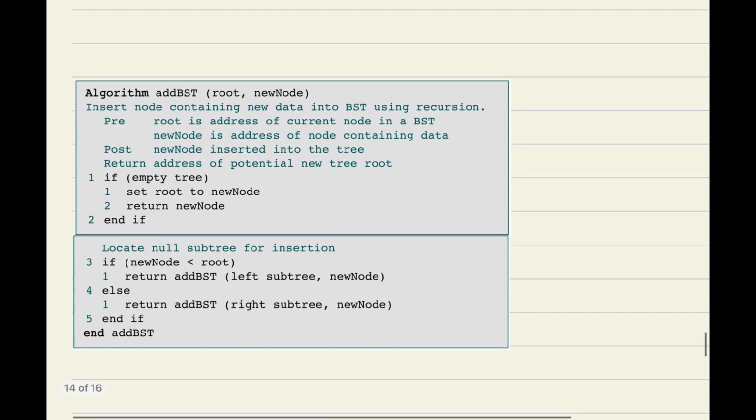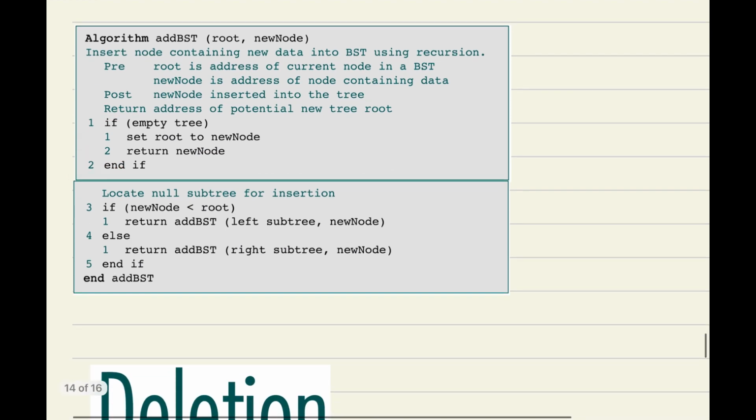Now consider the steps. In step 1, if the tree is empty, set root to new node and return new node. So if the tree is empty, just consider the new node as the root node and return that one. This is the end of if. Now in step 3, we want to find or locate the null subtree for insertion. That means where actually we want to insert. So find that one.